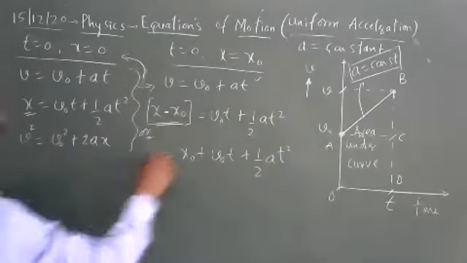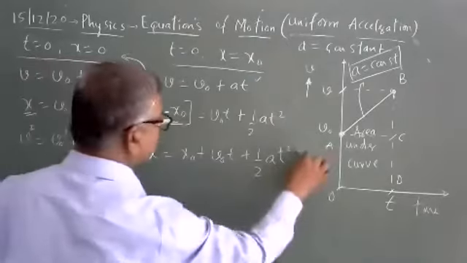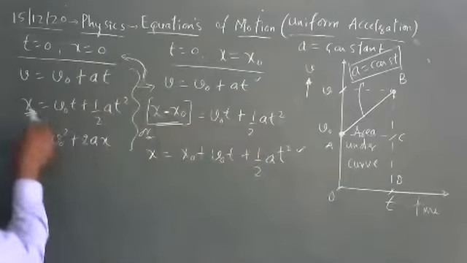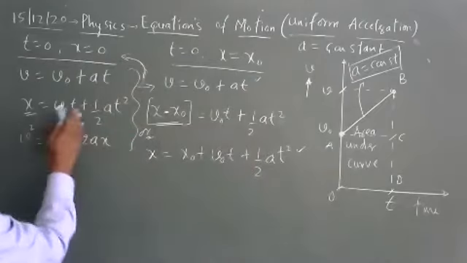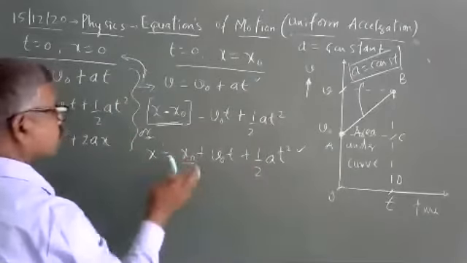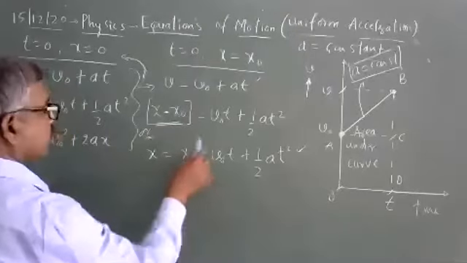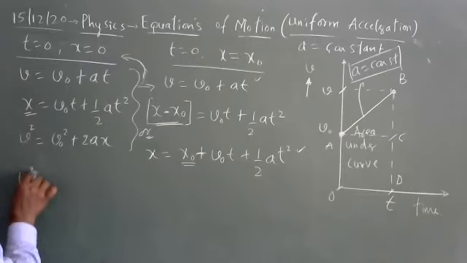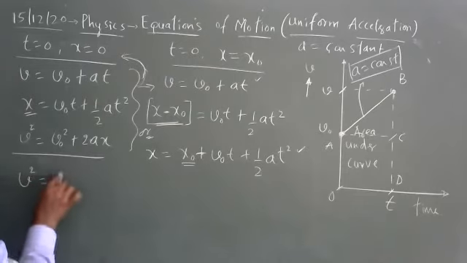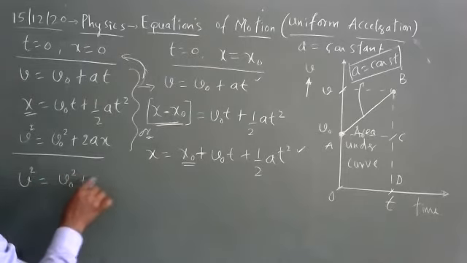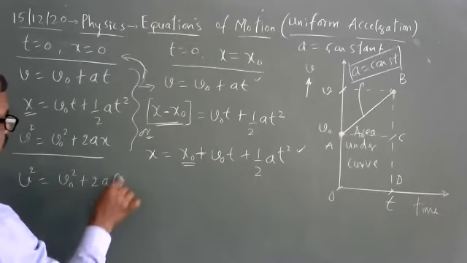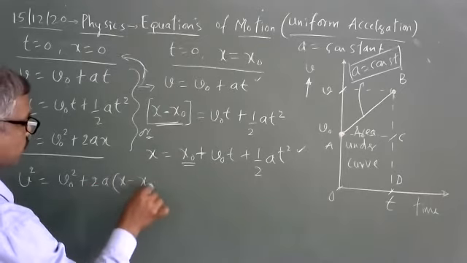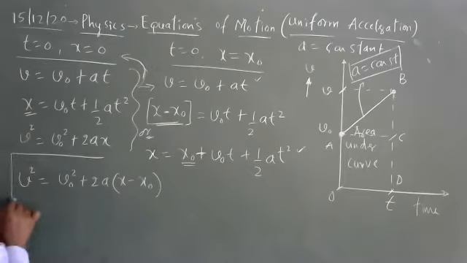Now this we notice. This equation is slightly modified, x as it is. On the right hand side you have x naught, the initial position, included. Now when I go for the other equation, again it is v square equal to v naught square plus 2 times a times (final position minus initial position). This is again a modified form.